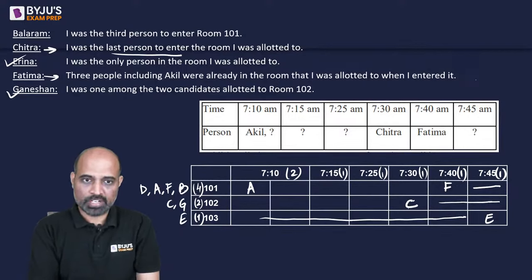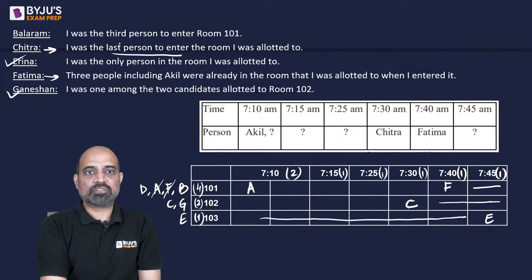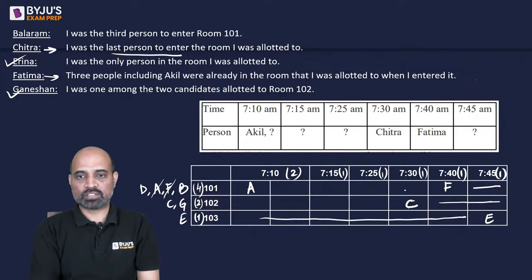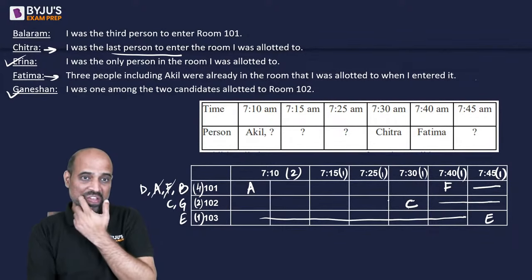Let's look further. We are done with A. We are done with F. B says I was the third person to enter room 101. So B could be the third person anywhere. Right?